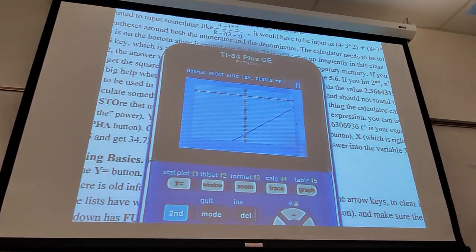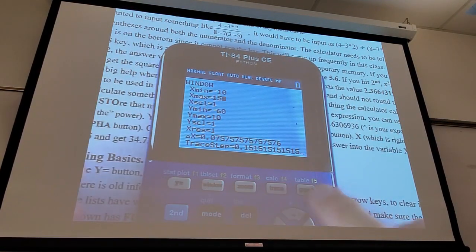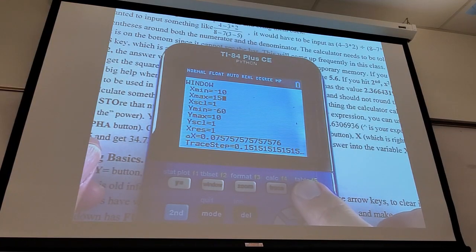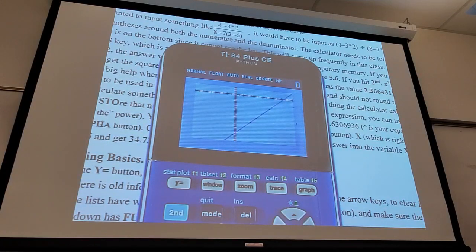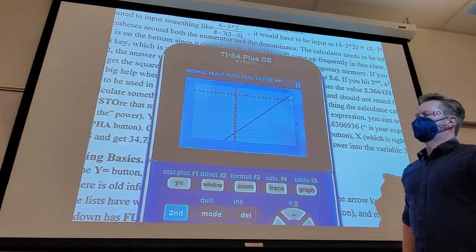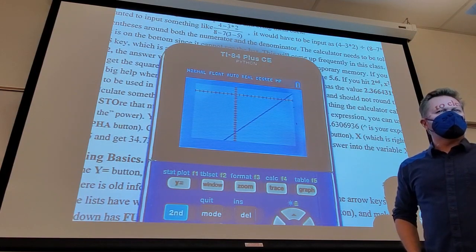So I'm going to go back to Window, make my x max 15, and then hit graph. Kabam! Exactly. All right, you guys all with me?